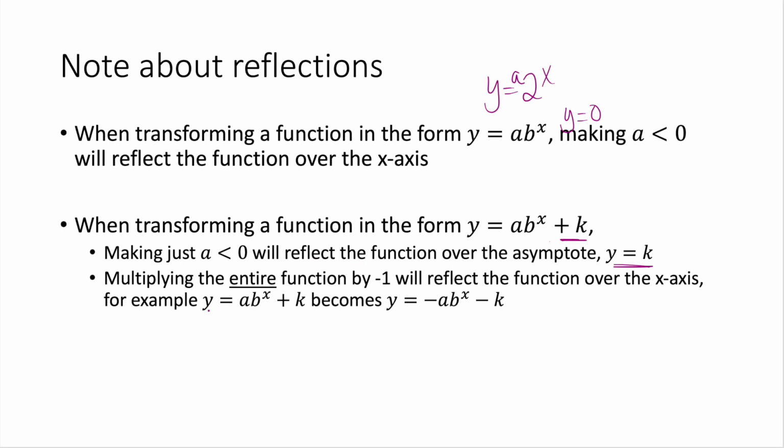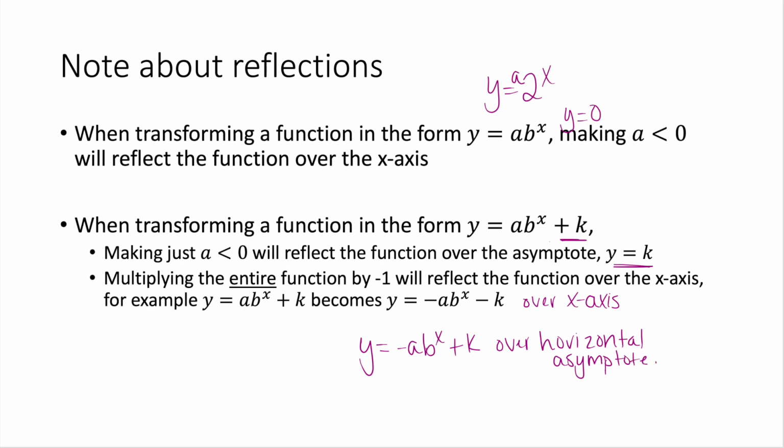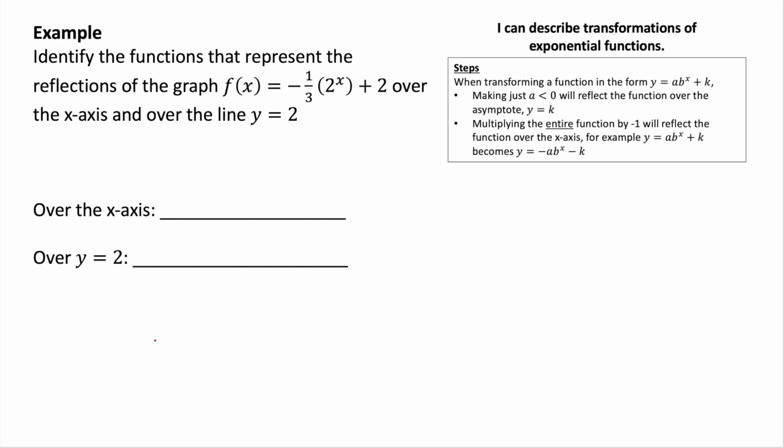So what you have to do is take a b to the x plus k and make it y equals -(a b to the x) minus k. That's going to reflect over the x-axis. But if you make just a negative, if you have y equals -a b to the x plus k, that is going to reflect over the horizontal asymptote. Okay, so let's look at an example.